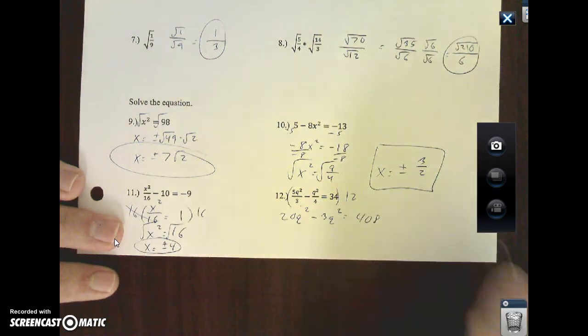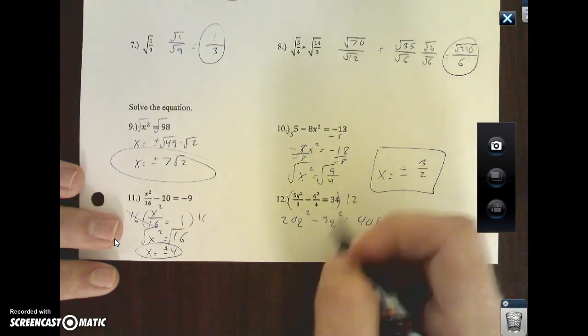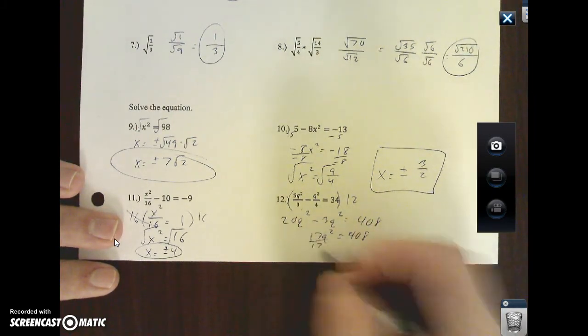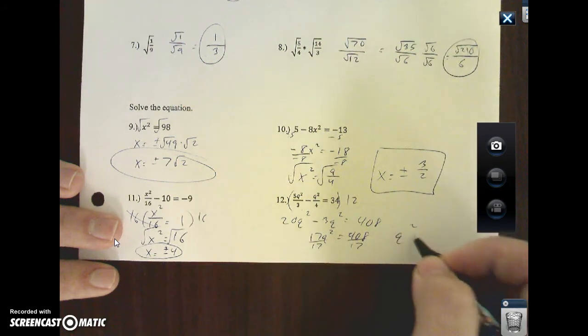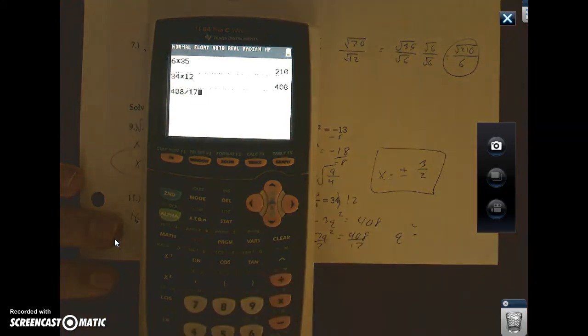Okay. Now, what you've done there is you've eliminated the denominator, which makes this problem way easier. Okay. Divide both sides by 17. Q squared equals 408 divided by 17. 24.